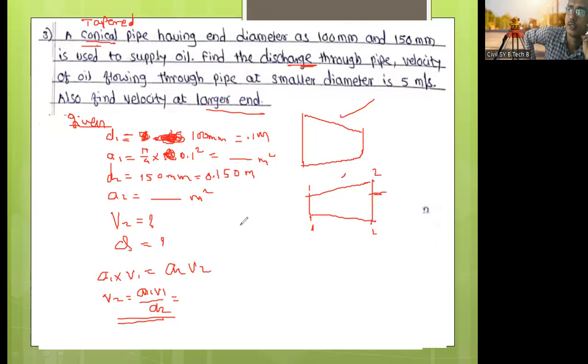You can take either Q1 or Q2. Both discharges are the same according to the continuity equation. So you can find V1 A1 or V2 A2. Both are same.